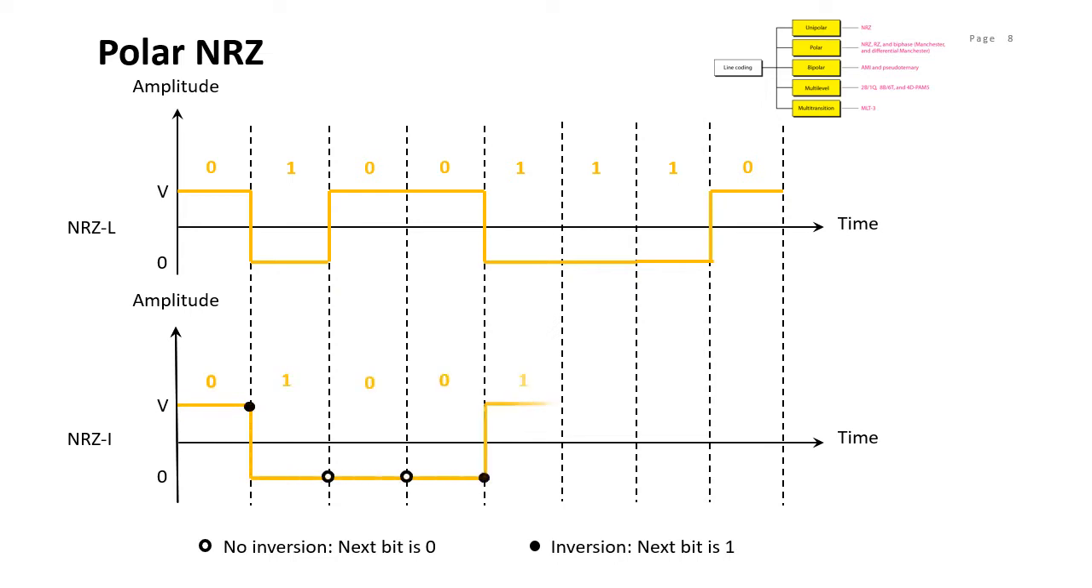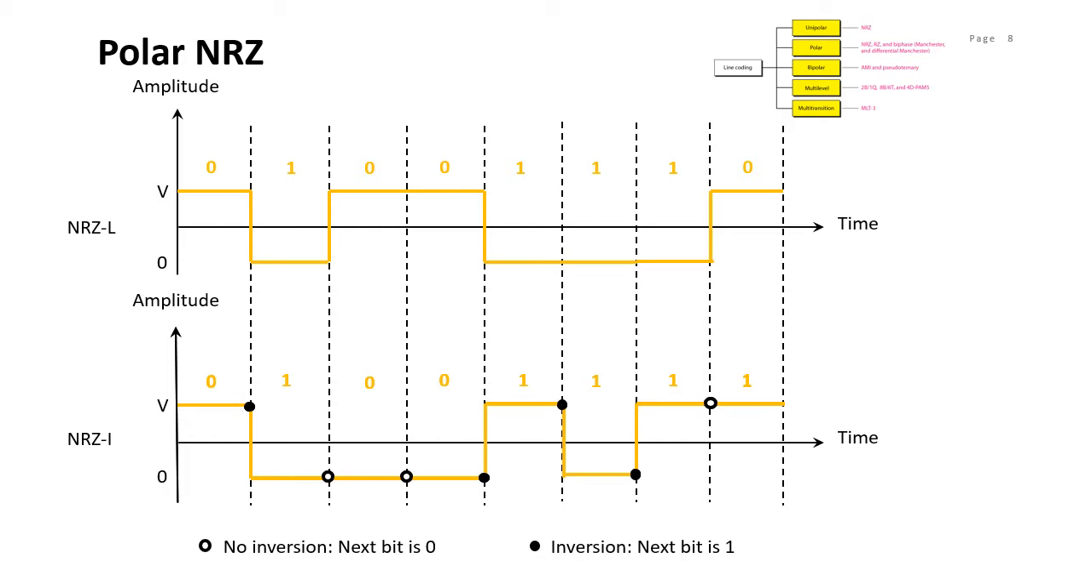Again, if you remember, I mentioned just now that in polar schemes, the voltages are on both sides of the time axis. So for example, in this particular example, the voltage level for 0 is positive and the voltage level for 1 is negative. As you can see at the top here, the bit is 0, but we put it on the positive side, at amplitude V, and then for bit 1 we have it at negative V.